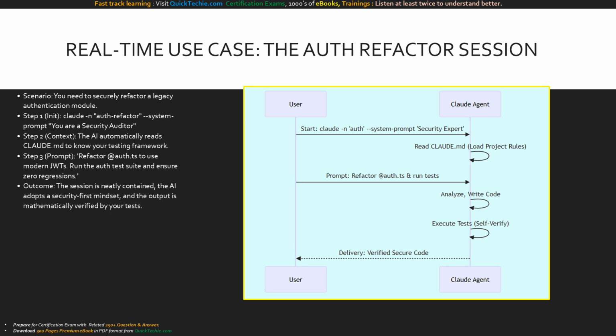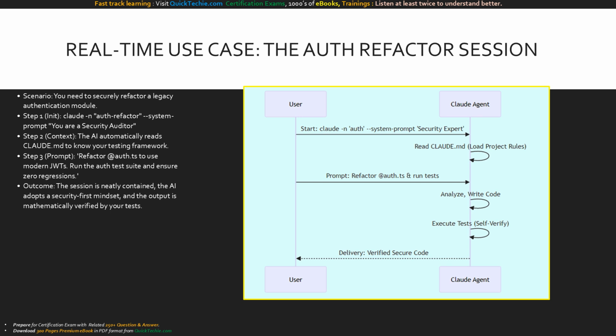Step 2 happens invisibly. The AI reads your CLAUDE.md and knows you use Jest for testing. Step 3. Your prompt: "Refactor @auth.ts to use modern JWTs. Run the auth test suite and ensure 0 regressions." The outcome. The AI audits the file, rewrites it securely, runs the tests, and hands you a verified, production-ready module. That is the power of setting expectations.